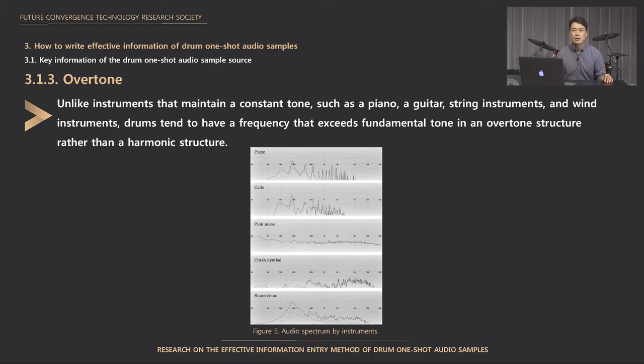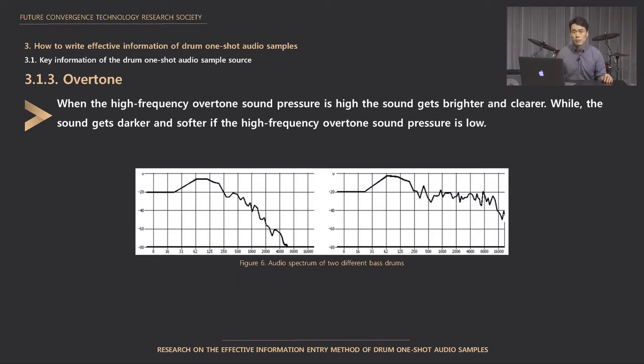However, in the case of the fourth spectrum, the crash cymbal, and the fifth spectrum, the snare drum, a number of unspecified frequencies are amplified very tightly. This is similar to the frequency characteristics of pink noise as shown in the figure. Even for the same instrument with similar fundamental frequency, the tone varies greatly depending on the structure of the overtone.